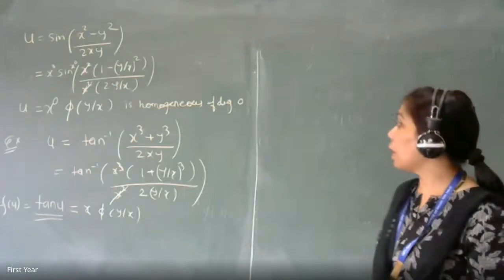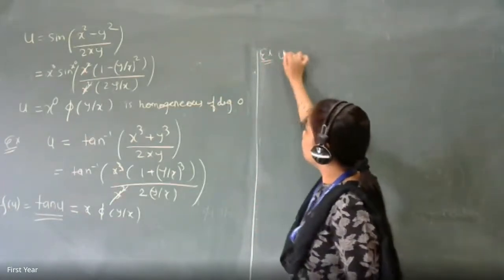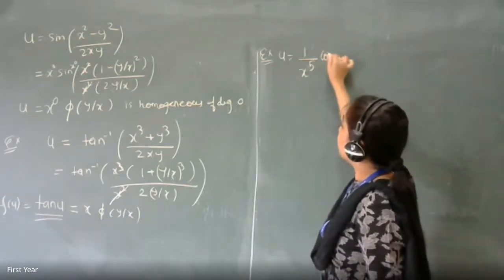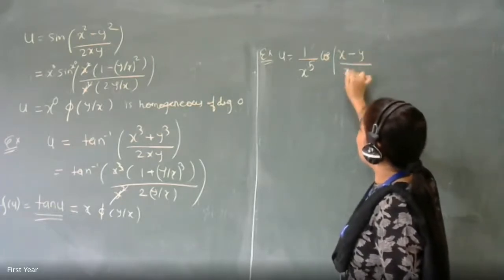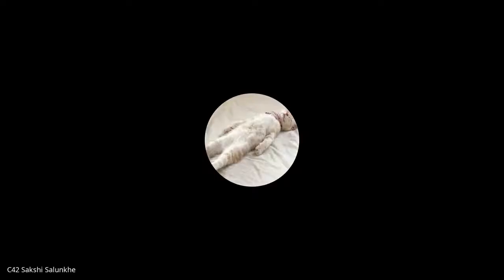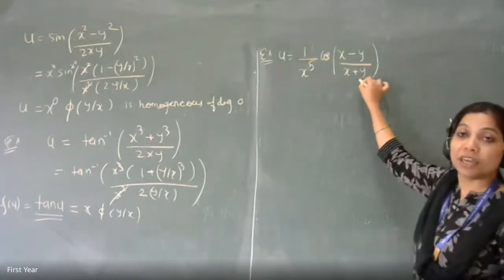I'll give you one more last question now. You try to tell me the correct answer of that. Okay, u is equal to 1 upon x raised to 5 cos of (x minus y) upon (x plus y). What is this? Minus 5. Yes, very good. Degree is minus 5 because internal function is having degree 0.